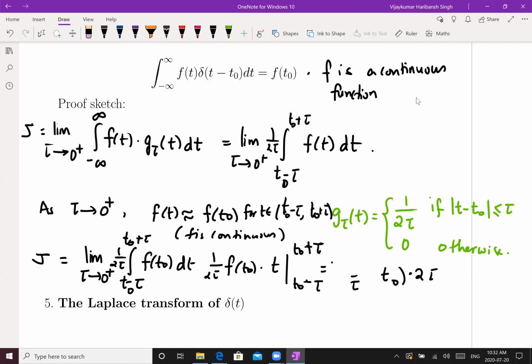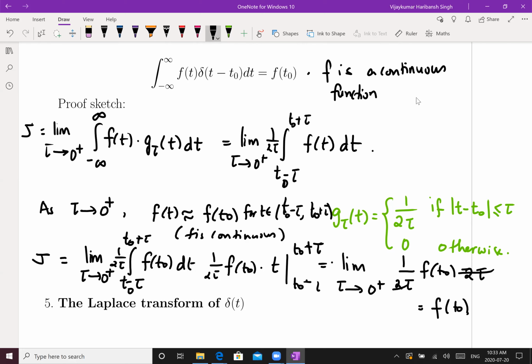So let me rewrite this properly here. This is the same as limit as tau goes to 0 plus of 1 by 2 tau. f of t naught comes out of the integration. You are integrating dt, which gives t, and we have already integrated that. When you subtract, it will be basically 2 tau. And these will cancel out. You're left with f of t naught. Okay.